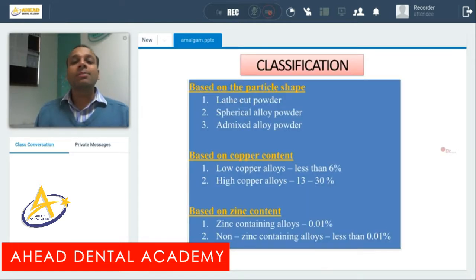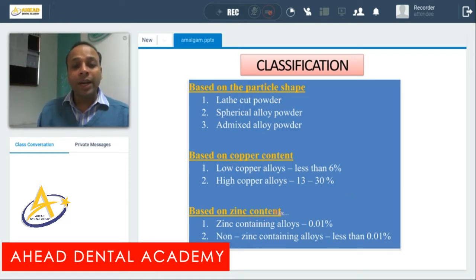Now let's discuss the classification of dental amalgam alloy. Based on the particle size, it can be lathe cut, it can be spherical, or it can be a mixture of both, known as admixed. Based on the copper content, it can be low copper or high copper alloy. Low copper alloy is less than 6%, high copper alloy is more than 6%. Normally between 13 to 30% is the copper content.